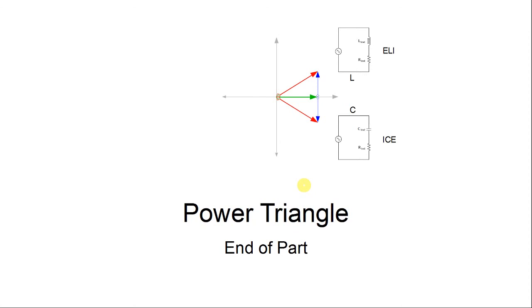So that is the end of part 1. In part 2 we're going to look at some of the mathematics behind this. Because these are triangles, we're able to use Pythagorean theorem, and we're able to use trigonometry, the sine, cosine, and tangent, to do some mathematical operations on this.